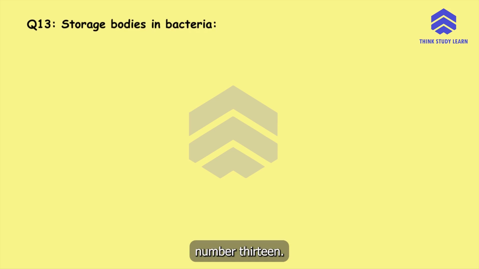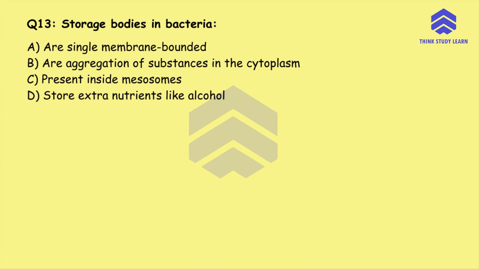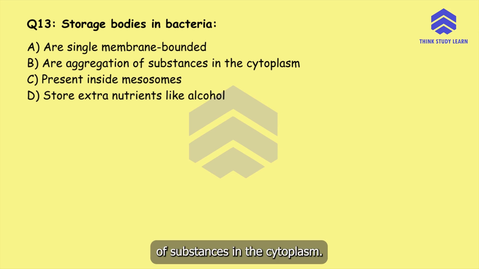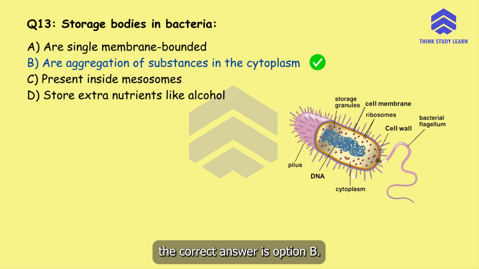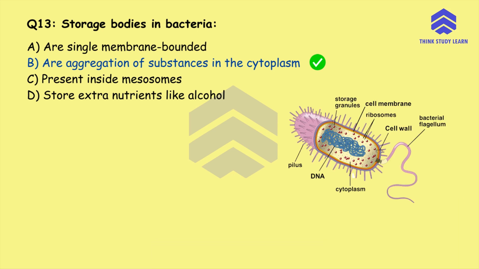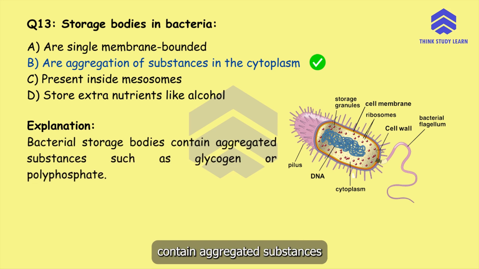Question number 13. Storage bodies in bacteria. Option A, are single membrane bounded. Option B, are aggregation of substances in the cytoplasm. Option C, present inside mesosomes. Or option D, they store extra nutrients like alcohol. Among the given options, the correct answer is option B. Bacterial storage bodies contain aggregated substances such as glycogen or polyphosphate.